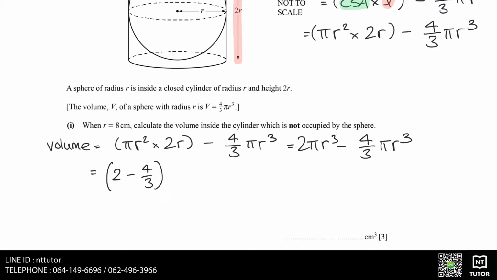And we can simplify this expression to give 2 over 3 pi r cubed. The question says that r equals 8, so to find the volume, all we need to do is substitute our r with 8.